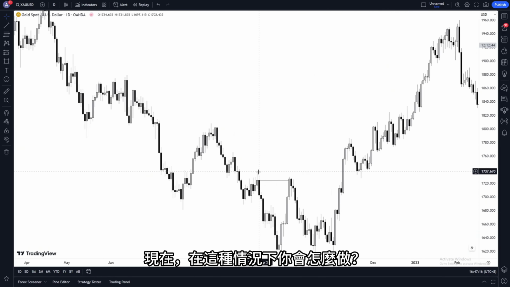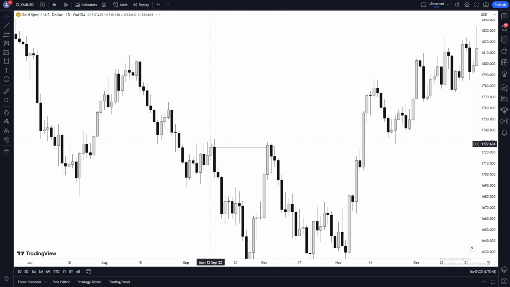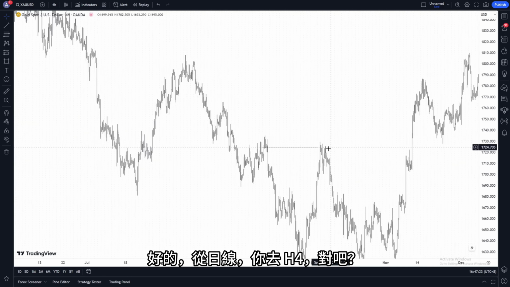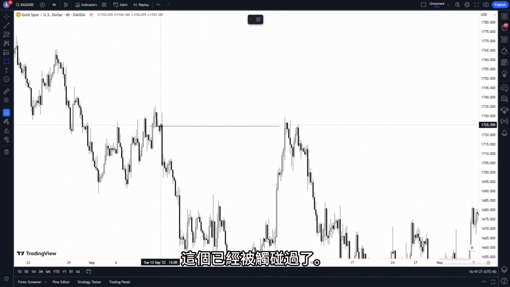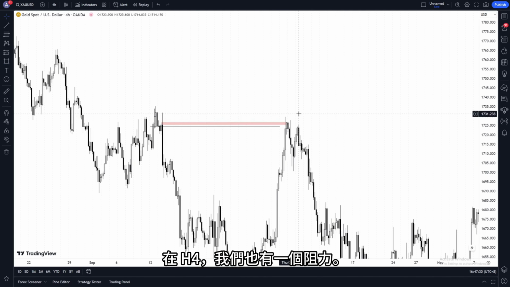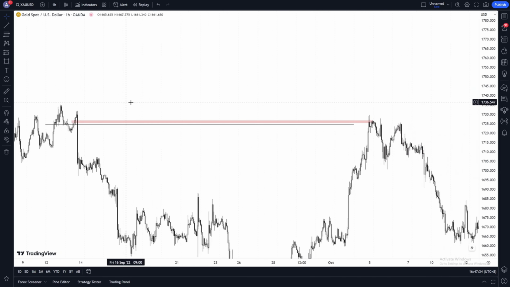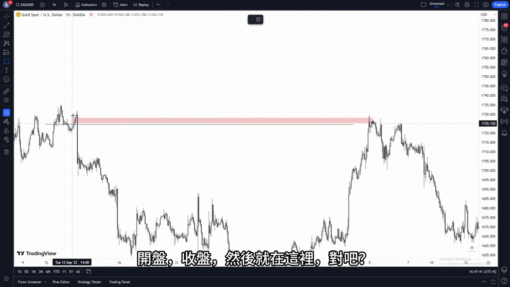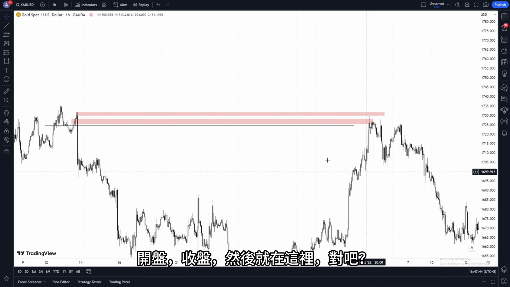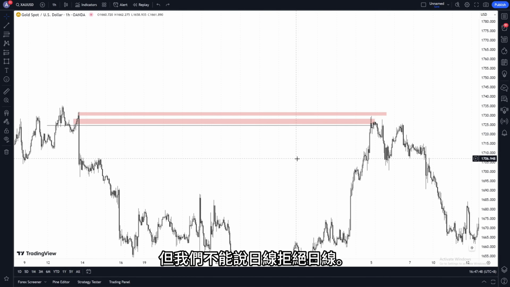Now, what do you do in this case? In this case, it is perfectly valid for you to refine the daily. From the daily, you go to the H4, right? Now in the H4, we have ourselves an MTF. This one is already touched. In the H4, we have a resistance as well. You go to the H1. I don't know whether it touched the top, but we can definitely draw the open, close, and then right here. So we can have this for sure, and then just place a sell limit. That's it. But we cannot say daily reject daily.